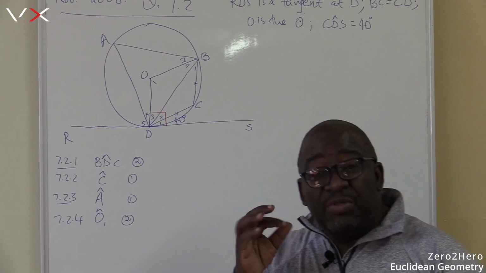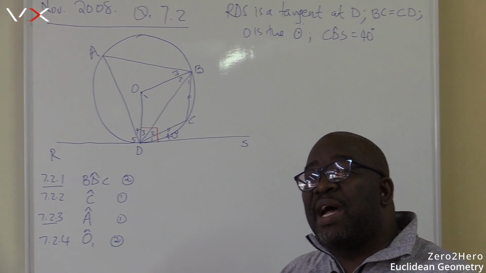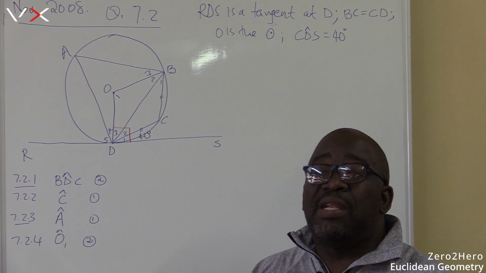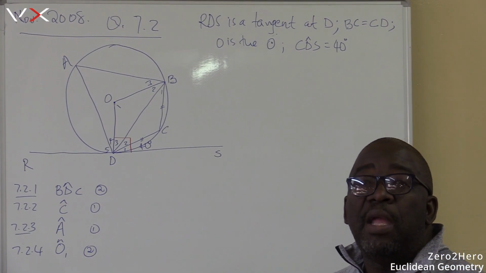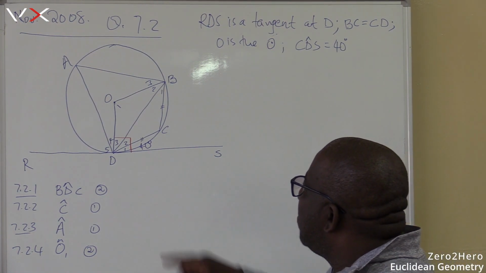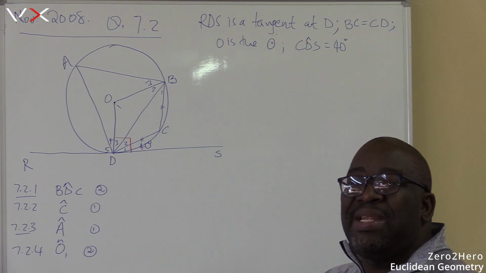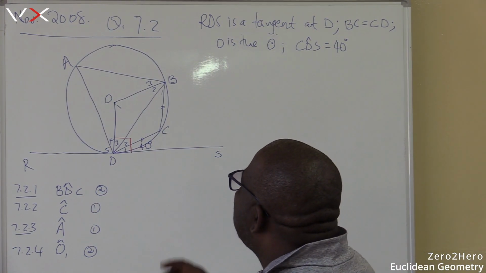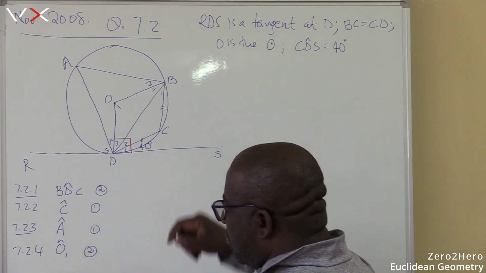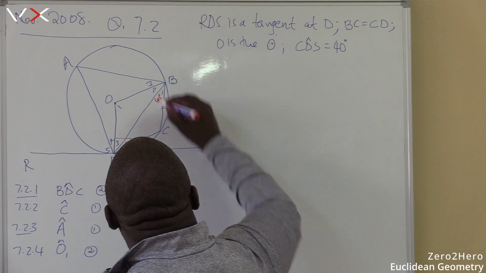The other theorem that deals with the tangent is the tan chord theorem. Whenever the angle between a tangent and a chord is equal to the angle subtended by that chord in the alternate segment. Do we have a tan chord here? Yes, we do. Look at this angle here, which is 40 degrees. This is a tangent and this is a chord. This angle is between a tangent and a chord. It will be equal to the angle subtended by this chord in the alternate segment. So if this is 40 degrees, the other one will also be 40 degrees.